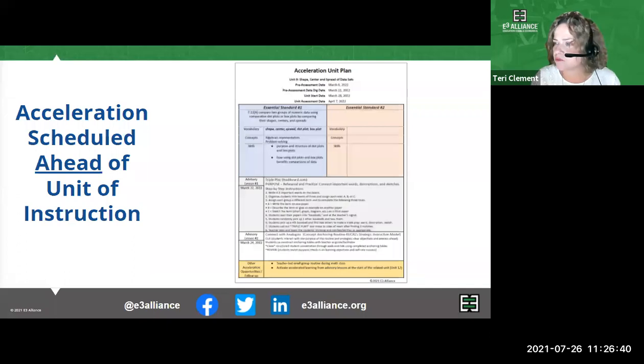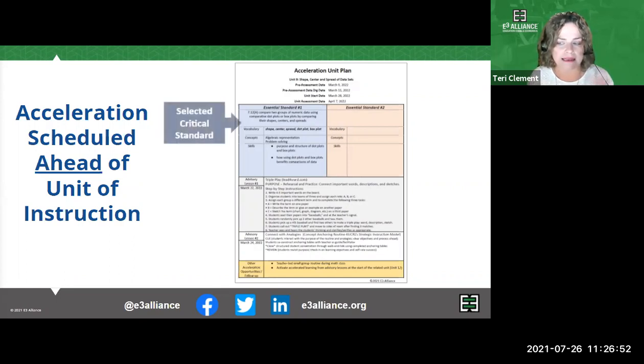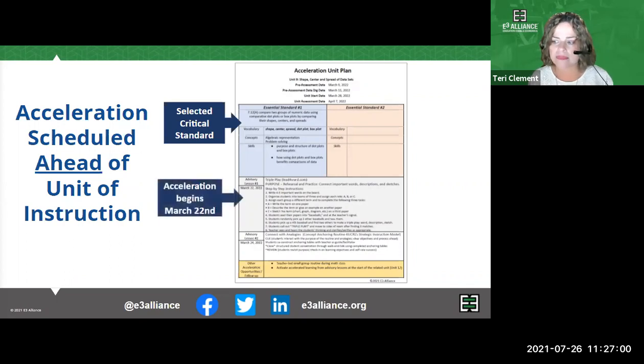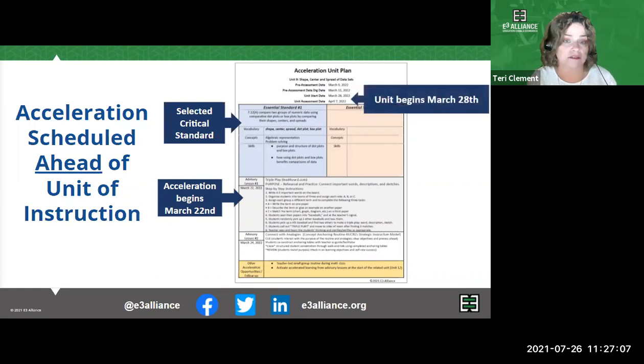And I want to share with you one more resource that could help you when you're looking at how this learning is designed. Again, the design of accelerated learning, and that is a unit plan. You can see that in this unit plan, the 7.12A that I just mentioned was selected as a critical standard. The acceleration begins at a certain date, and you'll notice that the actual unit doesn't begin until after that. So some idea of the pacing is indicated there, as well as the details of how that lesson gets planned.